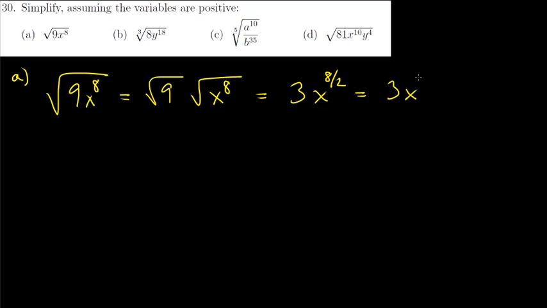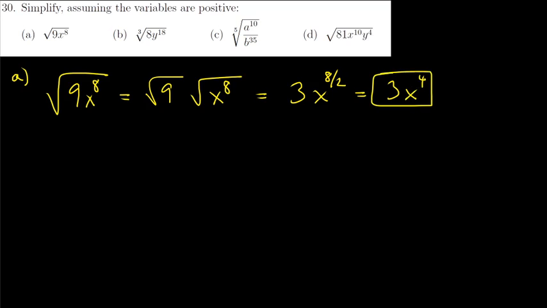Okay, for number 30, we want to simplify, assuming all the variables are positive, so we don't have to worry about absolute value here. Part A, square root of 9x to the 8. I think you can handle that. It's the square root of 9 times the square root of x to the 8. So the square root of 9 is 3, and the square root of x to the 8 is x to the power 8 over 2, which is just x to the 4. So 3x to the 4.